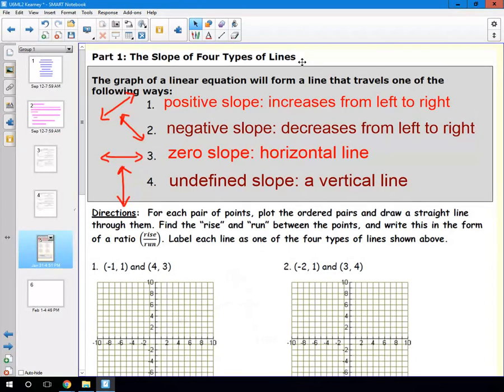Positive, which is increasing from left to right. Negative, which is decreasing left to right. Zero, which is a horizontal line. And undefined slope, which is a vertical line.